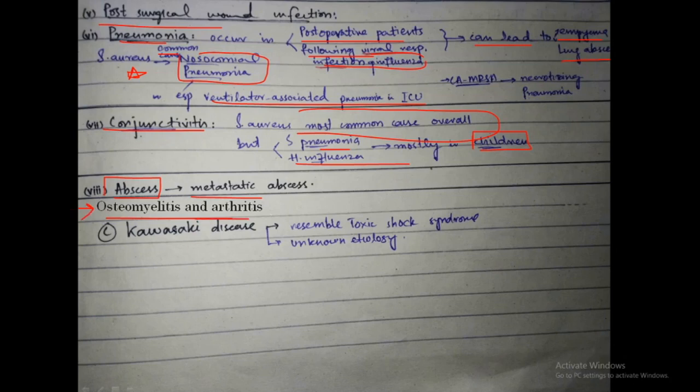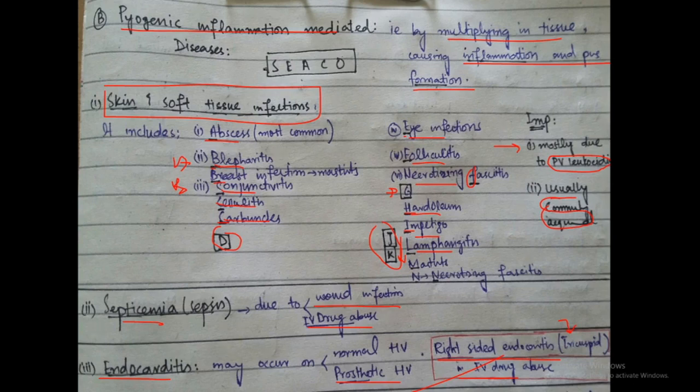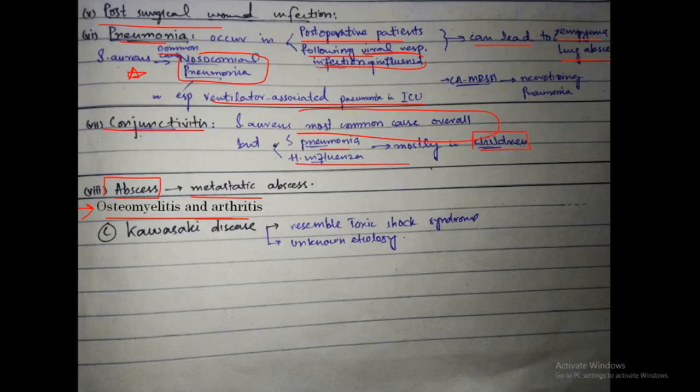So how to remember this? Remember the word SSEACO. S for skin and soft tissue infection, S for septicemia, E for endocarditis, A for arthritis, C for conjunctivitis, O for osteomyelitis. Now, Kawasaki disease. What is this disease?